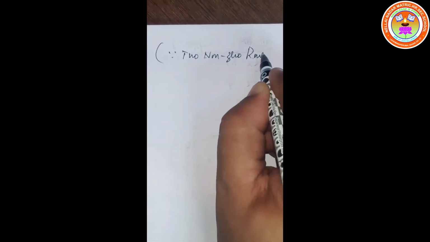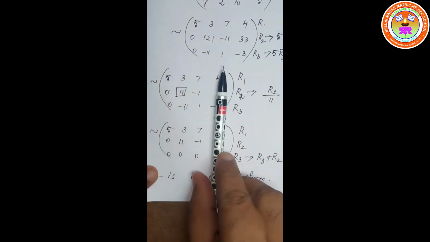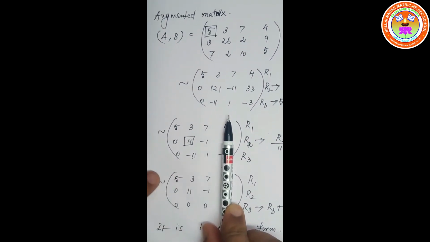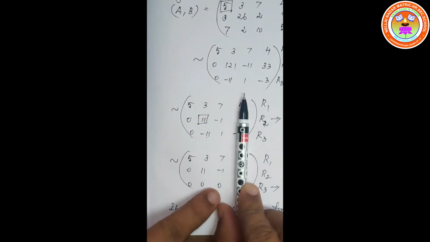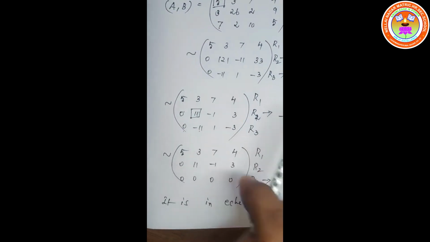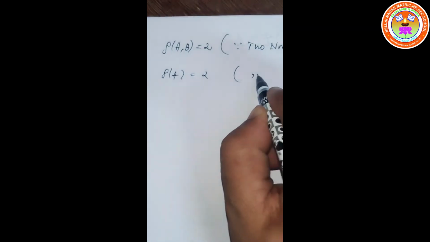Non-zero rows. Now, for finding the rank of A, leave off the last column. This is matrix A. This is one non-zero row. Here one non-zero row. It is a 0 row. Here also the number of non-zero rows equals 2. That is the rank of A. Same reason.